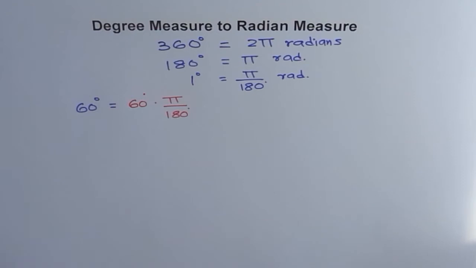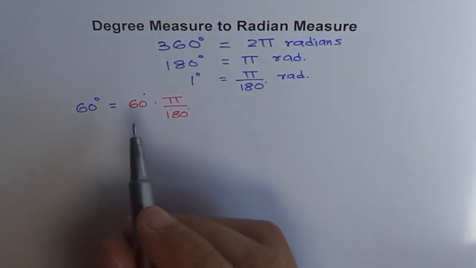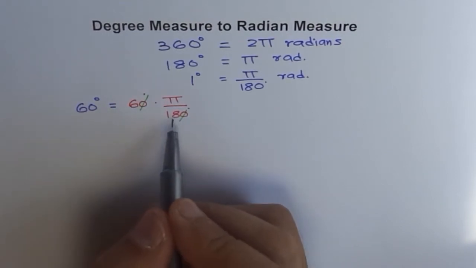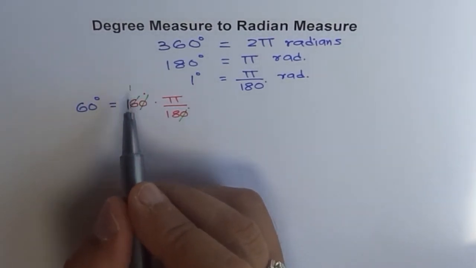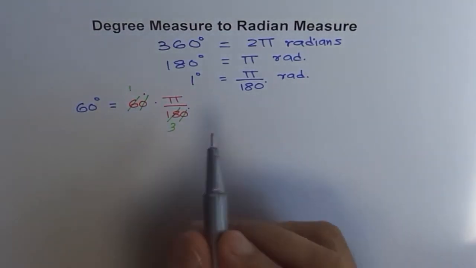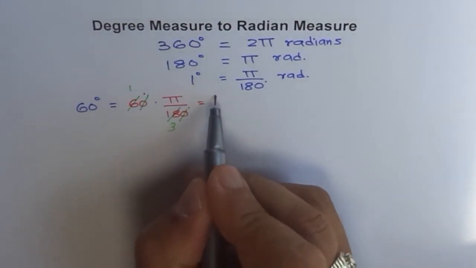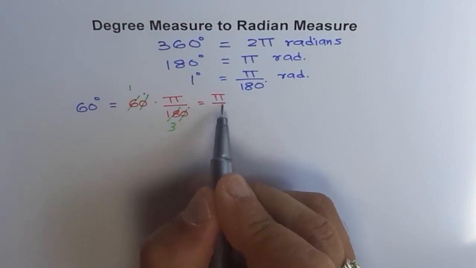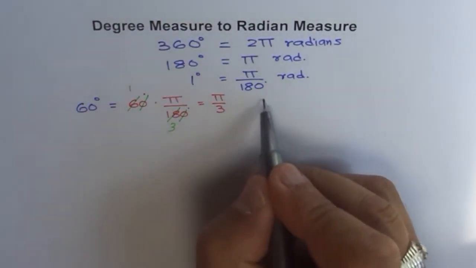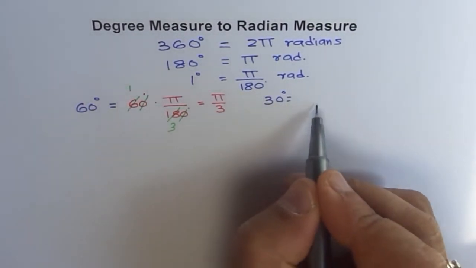Okay, so let's try to simplify this fraction. 60 divided by 10, we are left with 6, and 6 divided by 6 is 1, and this gives me 3. Therefore, I get 60 degrees is equal to pi over 3. Correct? You can try 30 degrees equals how many radians?